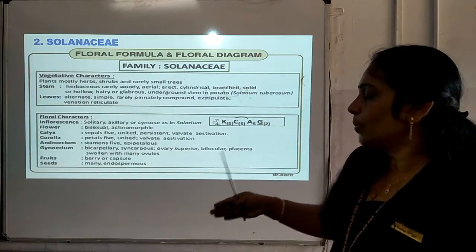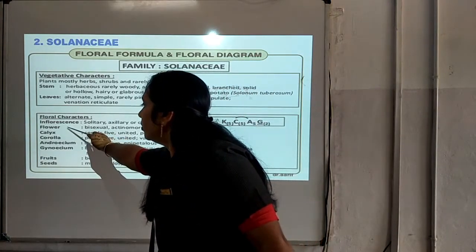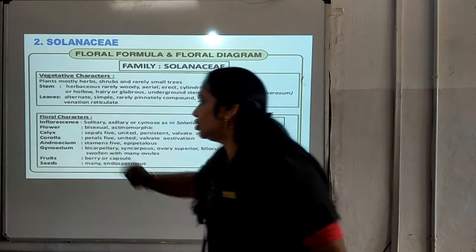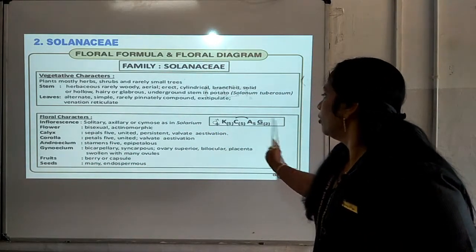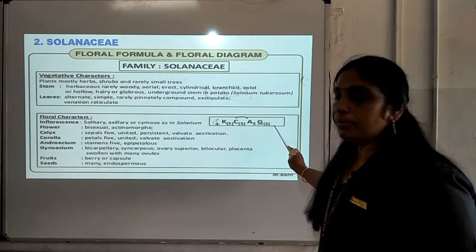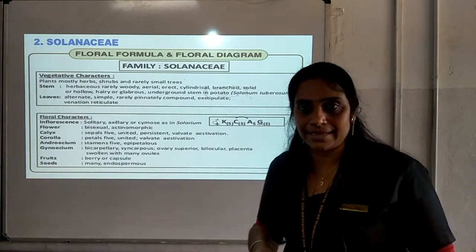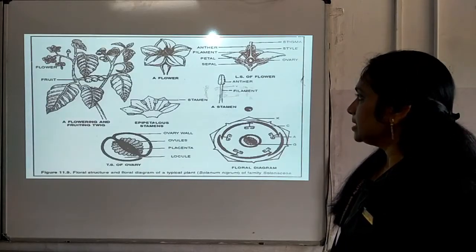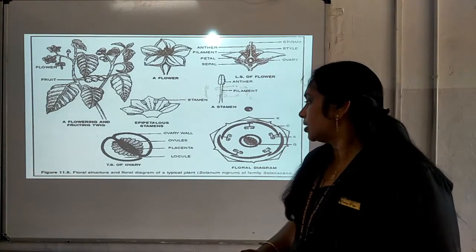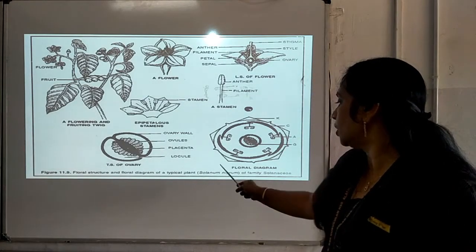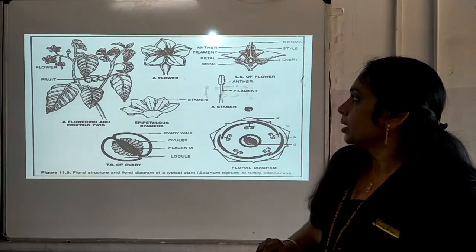Among this, I told you, my dear children, you have to study flower, calyx, corolla, androecium, gynoecium, because based on this you have to prepare the floral formula, and based on the floral formula you have to prepare the floral diagram. So, you can see here the floral structure and floral diagram of a typical plant, Solanum nigrum, isn't it?